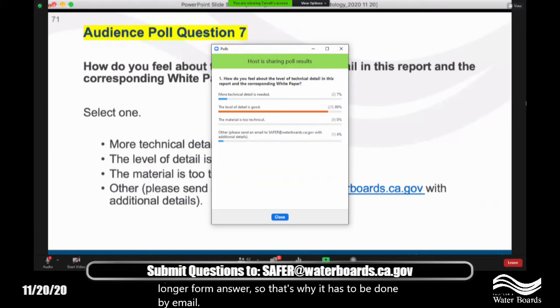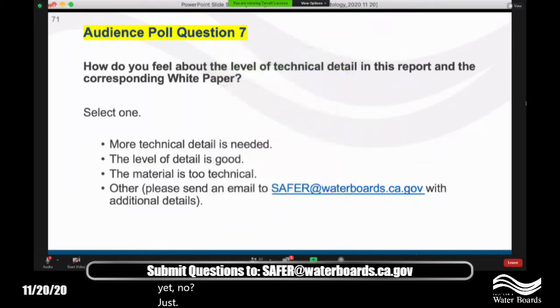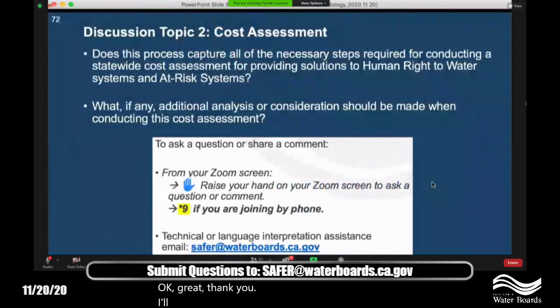Oh, good. Well, I'm really relieved to hear that. The level of detail is good, had 89%. More technical detail is needed, 2 votes at 7%. Material is too technical, 0%. Wow. Well, you didn't look at the appendix yet. No, just kidding. Okay, great. Thank you. I'll move on to the next discussion topic about the cost assessment.